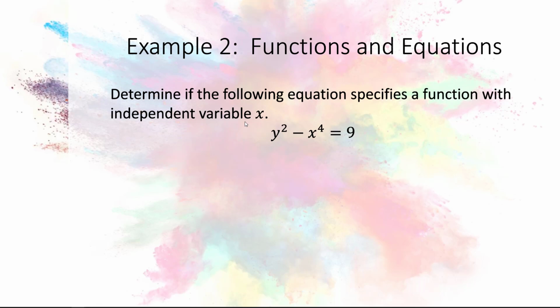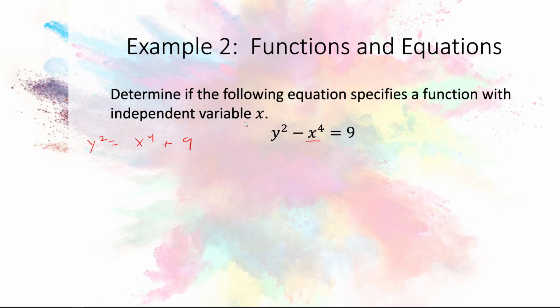Okay, so how can we figure this out? Well, if the independent variable is x, that means that the dependent variable is y, and we would need to solve for y. And we can do that by adding x to the fourth to both sides, and if we do, we will have that y squared is equal to x to the fourth plus 9. All right, then we're going to want to take the square root of both sides.